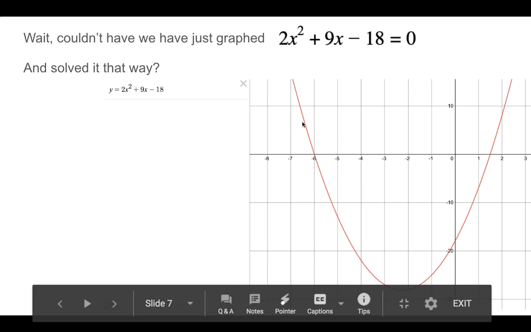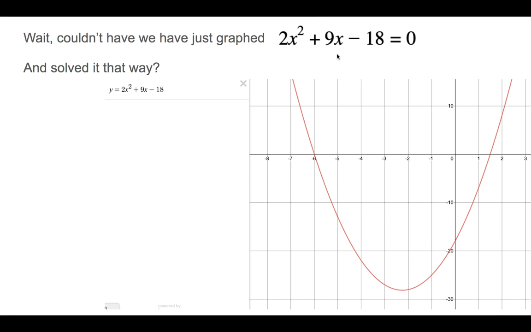Okay, couldn't we also have just graphed it? Once we get it into standard form, set y equal to that, throw it into Desmos, and find out that the x-intercepts, one of them is at -6, the other one is at 1.5, right there. Couldn't we have done that? Absolutely. There's another way of doing it.